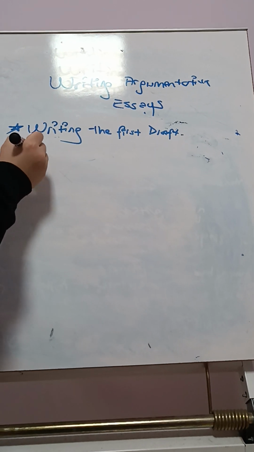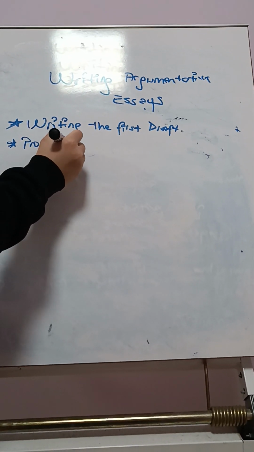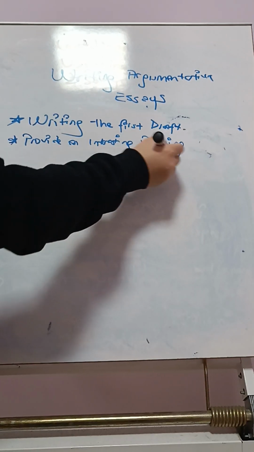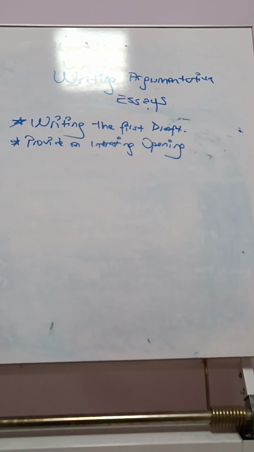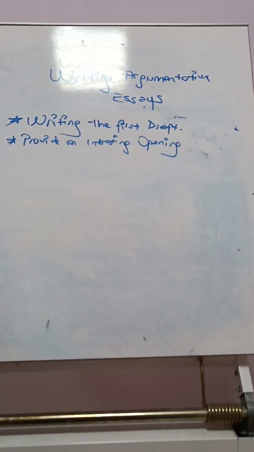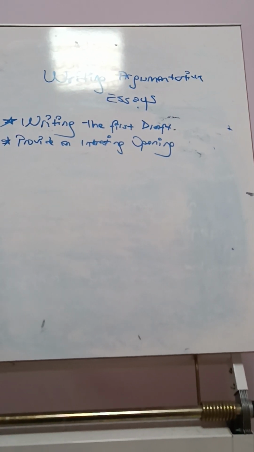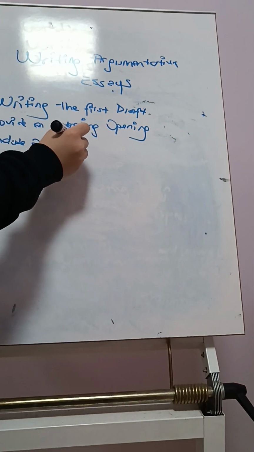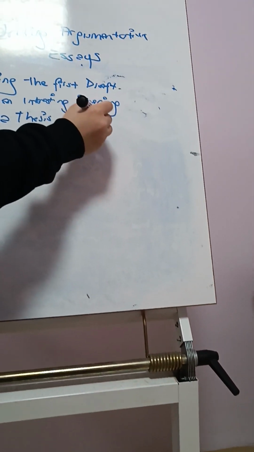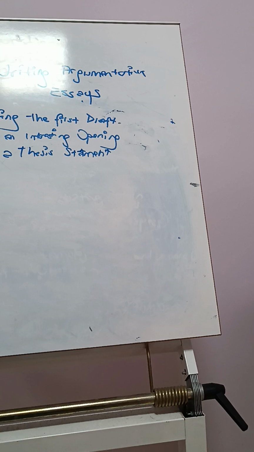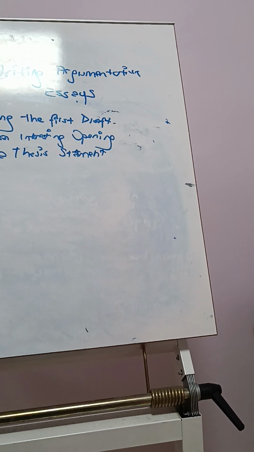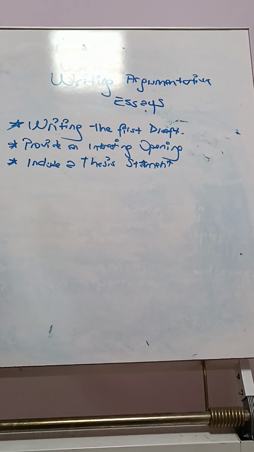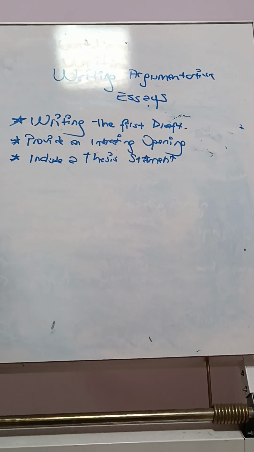Provide an interesting opening. You don't have to begin with your claim, but you can if it is startling, controversial or attention grabbing. Include a thesis statement. If you haven't already done so in opening sentences, give a carefully worded statement of your claim somewhere in the opening paragraph.